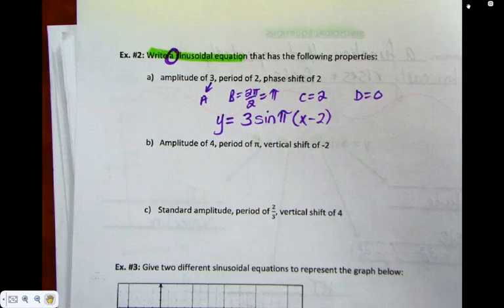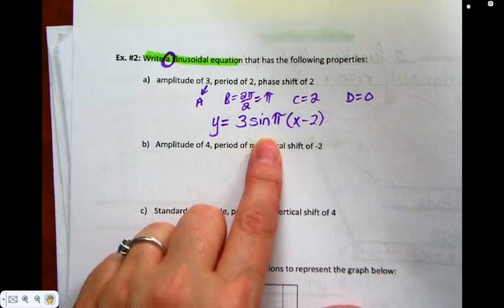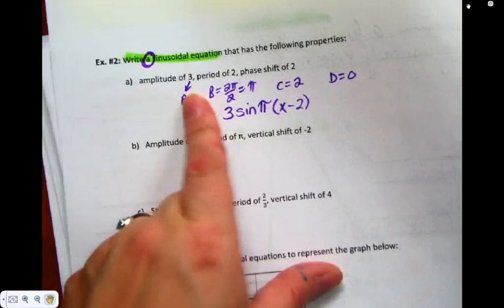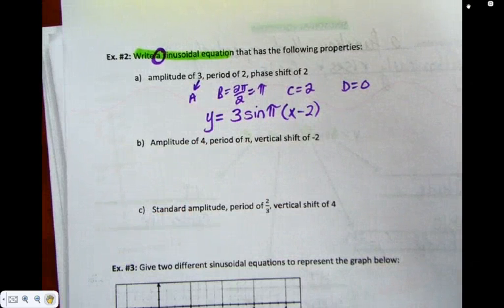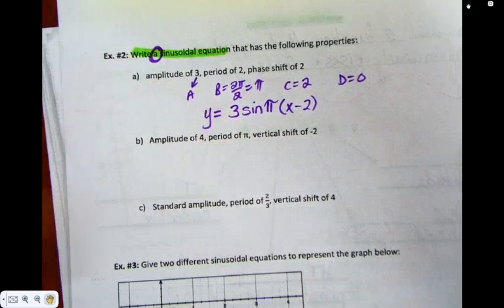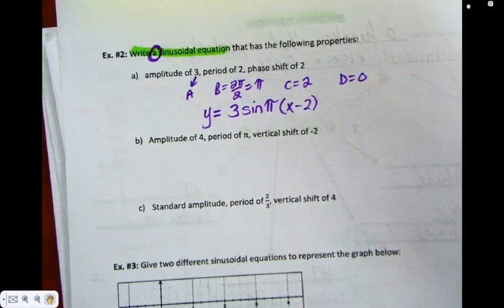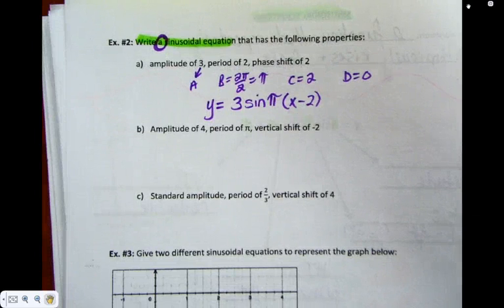These have a million different answers because I could put -3 cos pi x minus 2 and it would still have these characteristics. Okay, so if the answer has sine and you have cos, not a big deal. If it has cos and you have sine, not a big deal. If they put a negative, not a big deal. There's a million answers.